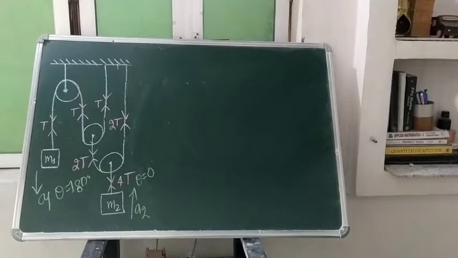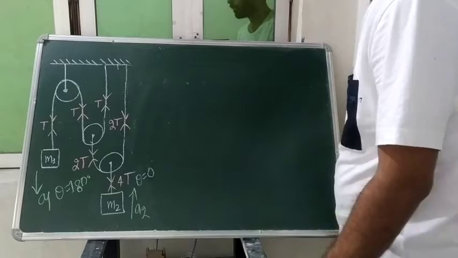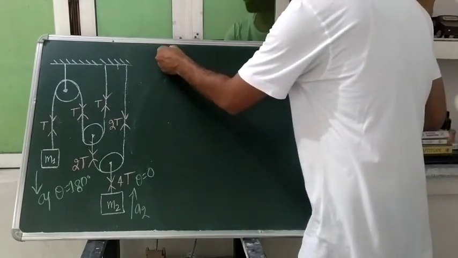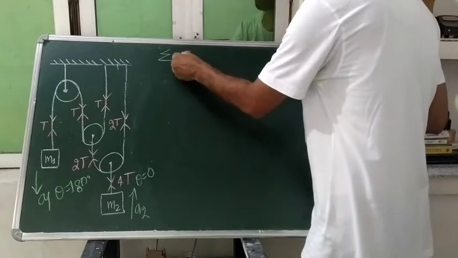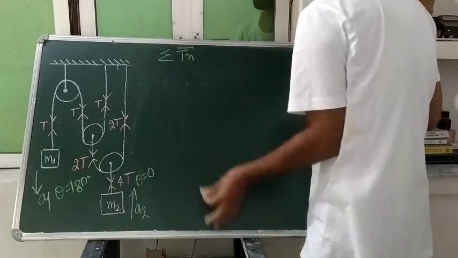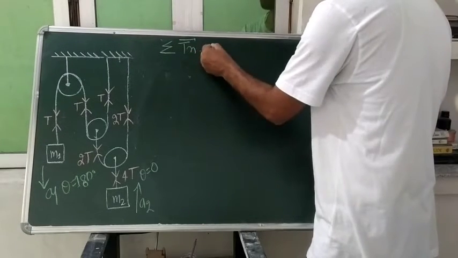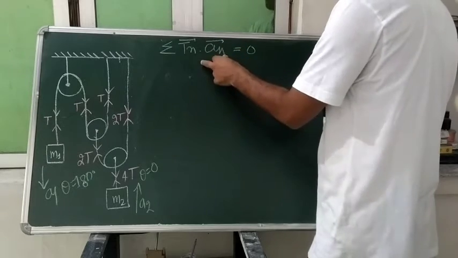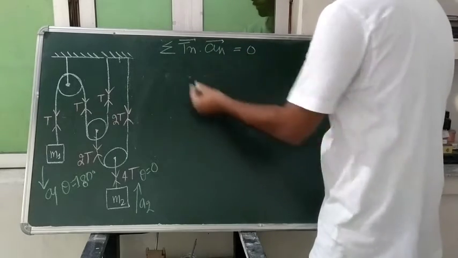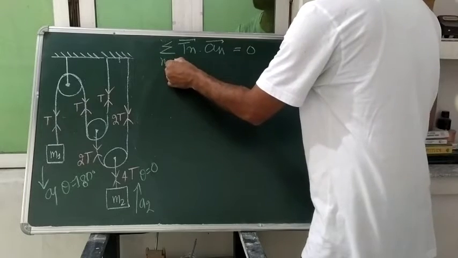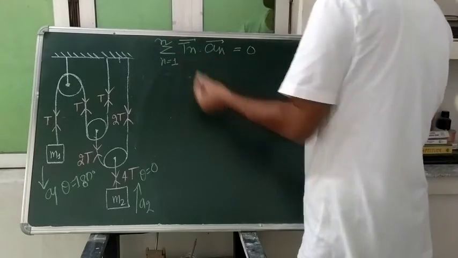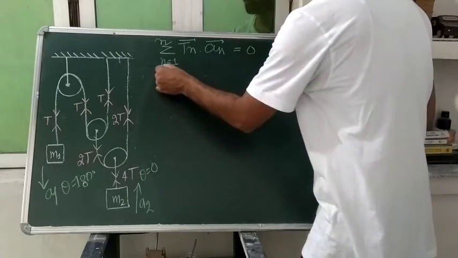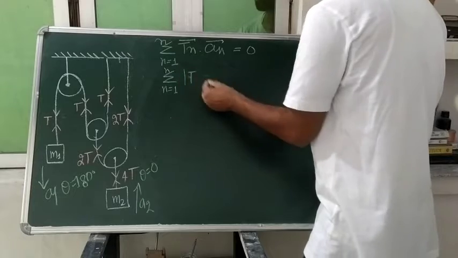So students, after coming to know what are the tensions acting here and selecting the accelerations, we will apply the short trick here. And the short trick was saying to us that the dot product of tension vector and acceleration vector, summed over all of them, should be equal to 0. Suppose here n goes from 1 to n, it is the general representation.